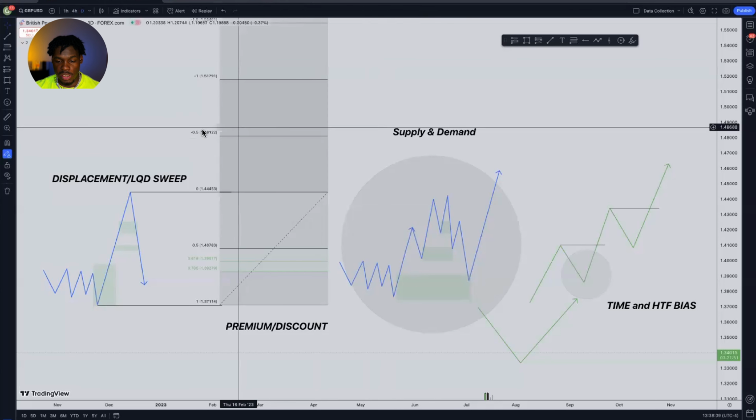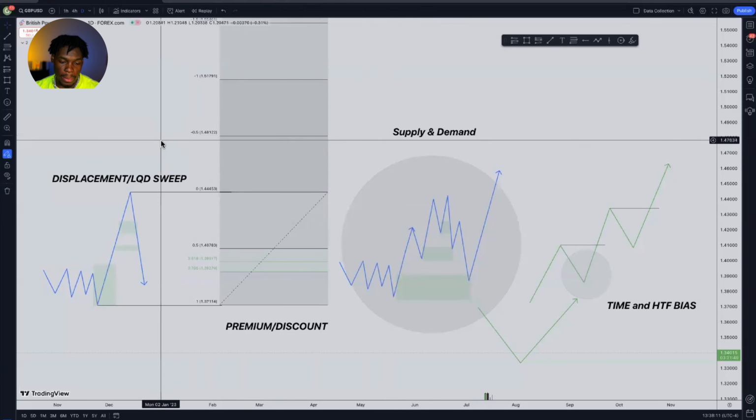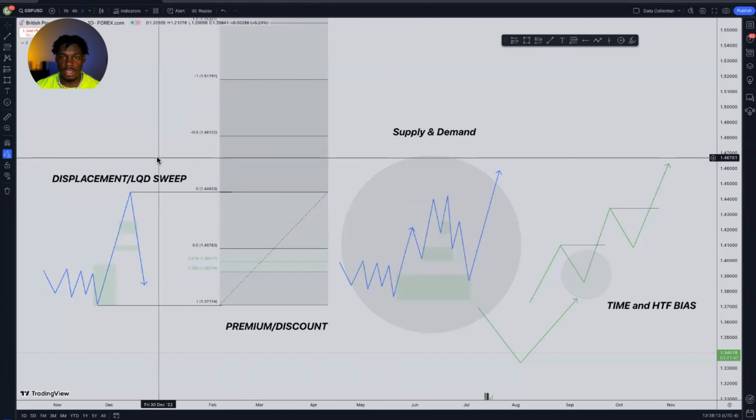So the first thing I'm looking for in my trading is we need four things. We need displacement or liquidity. We need premium and discount. We need to understand our supply and demand zones. And we also need the higher time frame bias aligned with time, as far as our session timing, right?